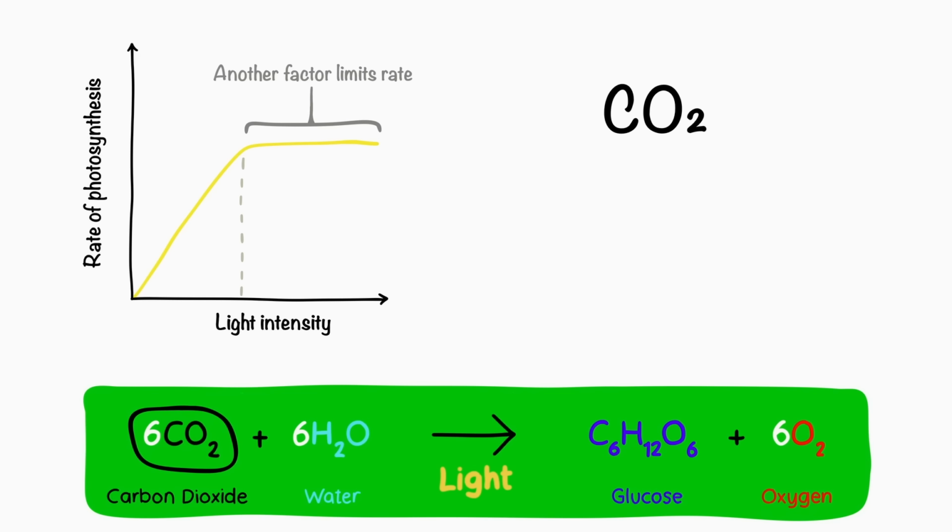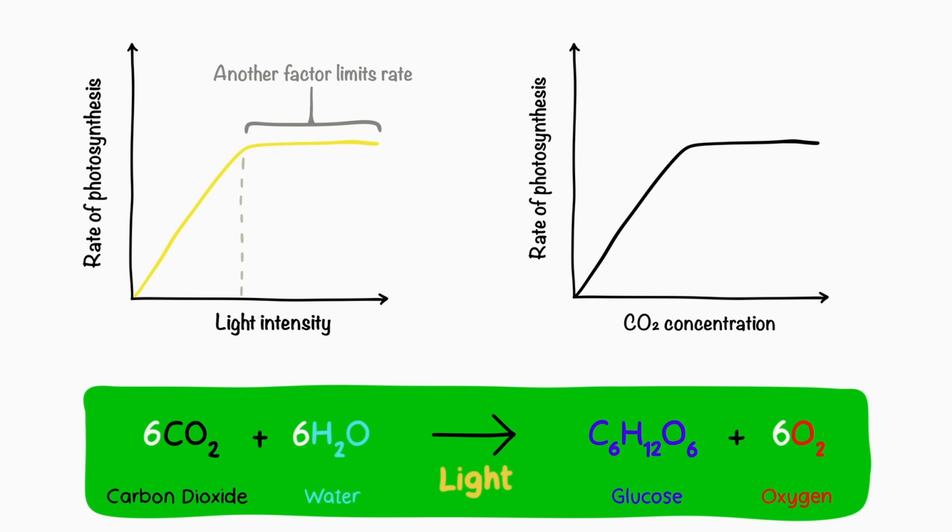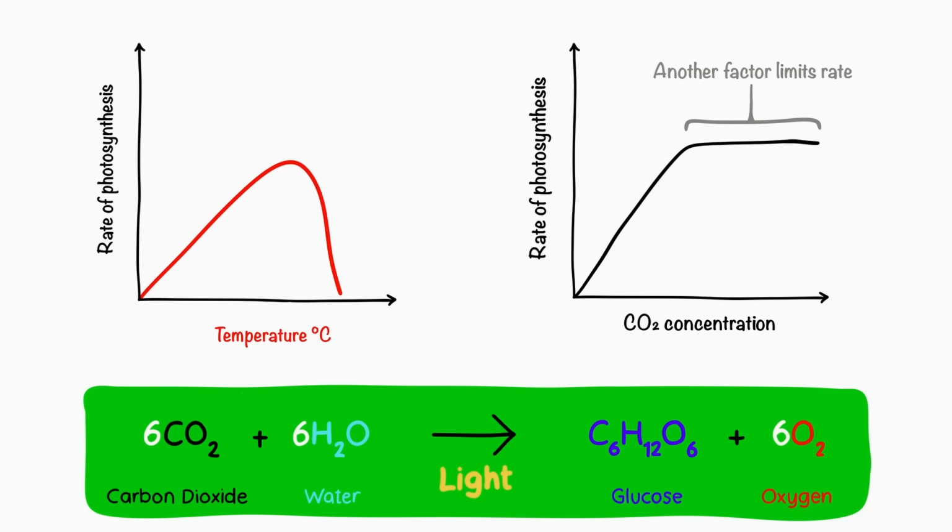Carbon dioxide concentration is our second limiting factor. CO2 is one of the raw materials needed for photosynthesis. Similar to light intensity, as CO2 levels increase, the rate of photosynthesis increases, but only up to a point. The graph flattens out when another factor becomes limiting. Temperature is the third major limiting factor.